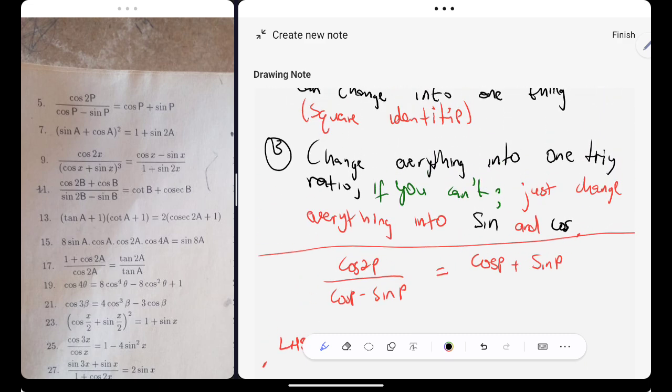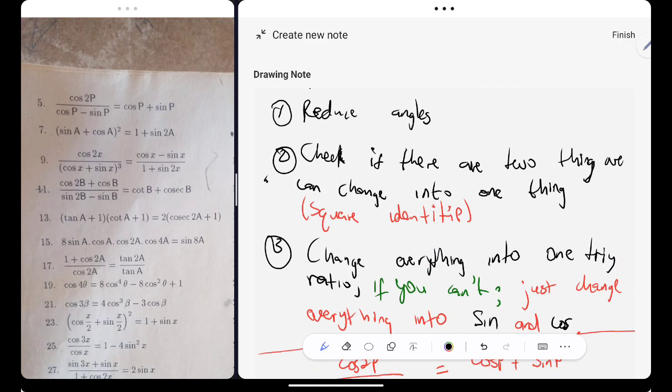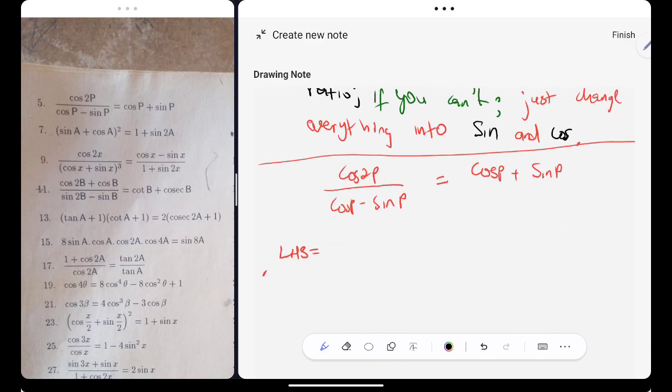Are we together? Guys, please remember the steps. You must reduce angles. Angles are already reduced. Check if there are two things that you can change into one thing. There are no square identities here. And then now we are trying to change everything into sine and cos. So we have two trig ratios that you cannot change there at the top. So we will simply use the double angle that has two of the trig ratios for cos.